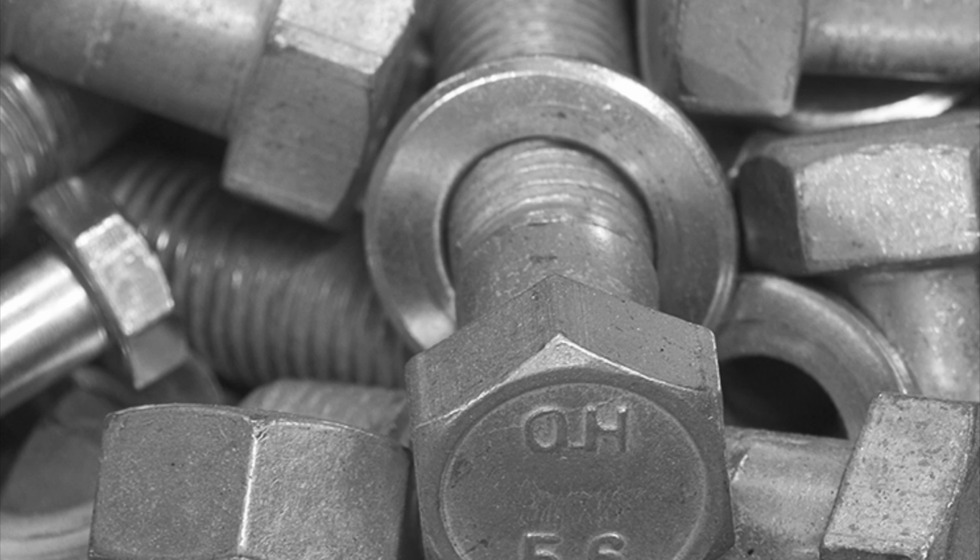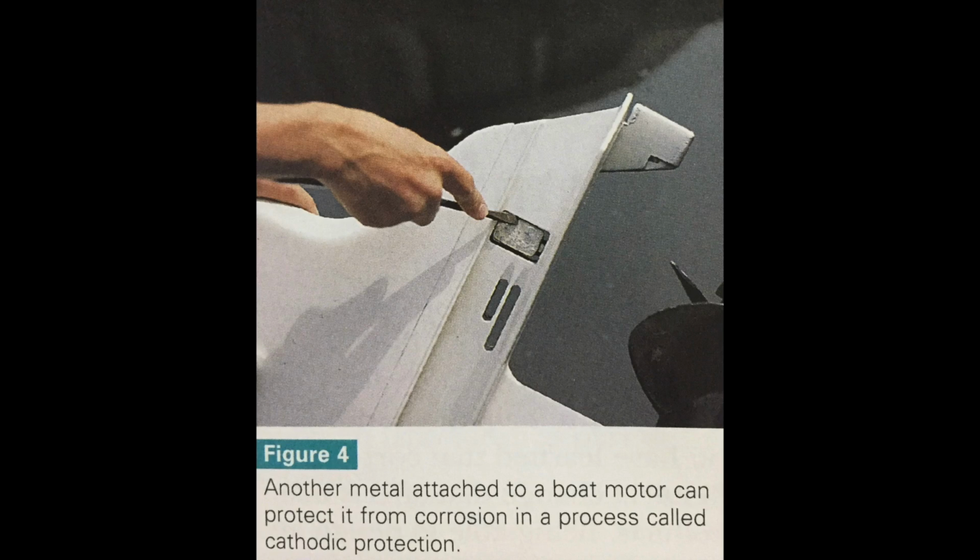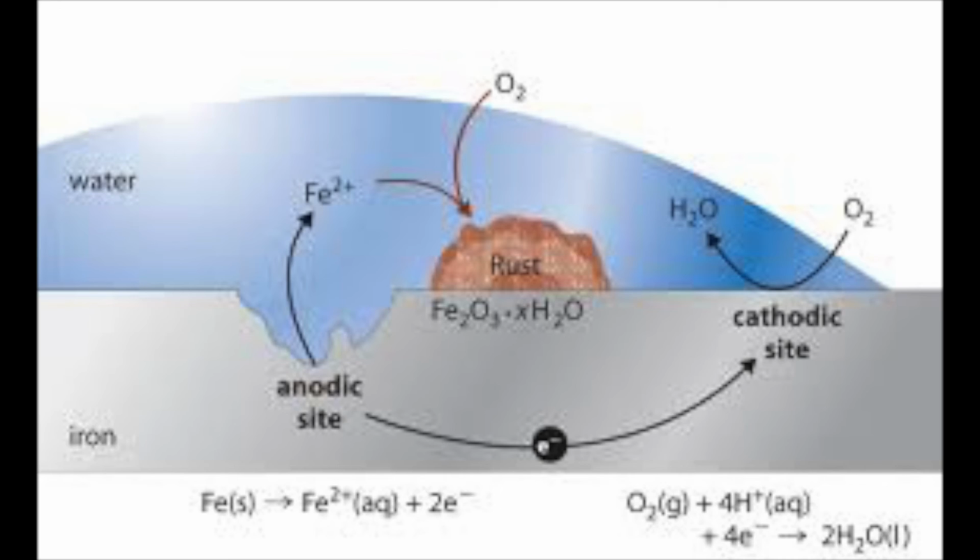Some metals have the chemical property of being easier to corrode than iron. This property is used to protect the hulls of ships and motorboats. For example, as seen in figure 4, a plate of zinc is attached to steel boat motors. Another metal attached to a boat motor can protect it from corrosion in a process called cathodic protection.